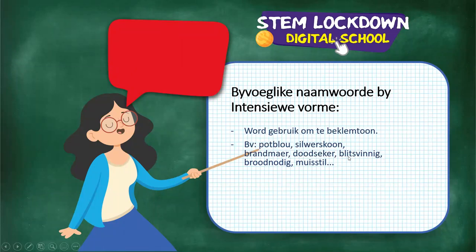When something like the superhero, the Flash, is very fast, I say, the Flash is blitsvinnig. Broodnodig, when I'm in need of something, I say, ek nodig dit broodnodig. Muistil, when something or someone is very quiet, I can say, it's muistil. Okay. Now, do you see how creative a person can speak?